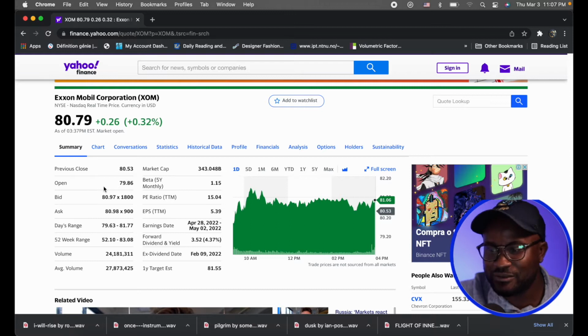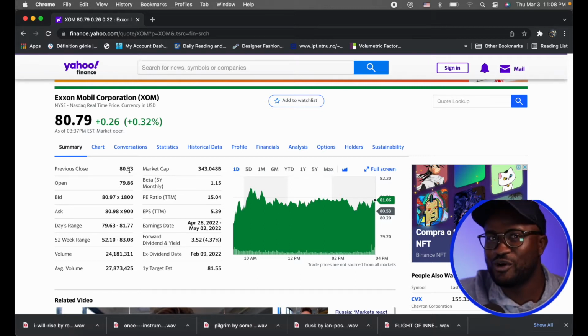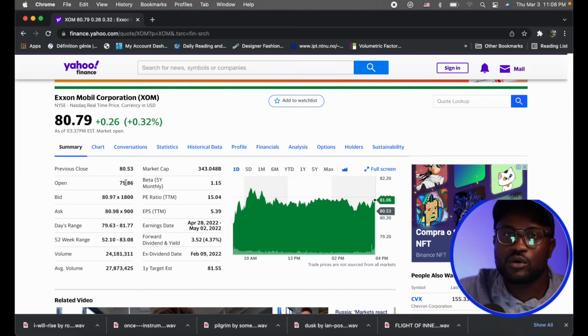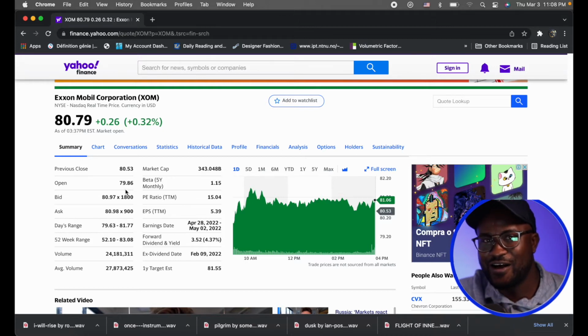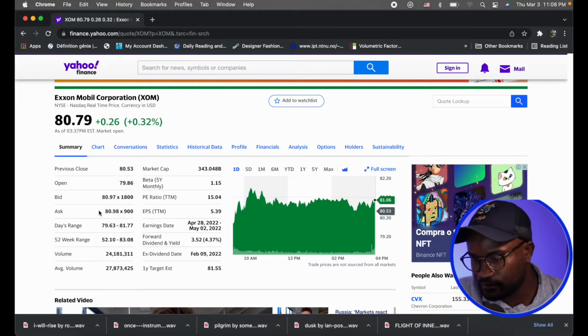Right, so you might be thinking, how come it closed at 80.53 and when it opens, it opened at 79.86? What happens is there is what we call post-market and pre-market trading. Some stockbrokers and some exchanges allow people to trade outside market hours, right? So there are people trading pre-market and there are people trading after the market closes.